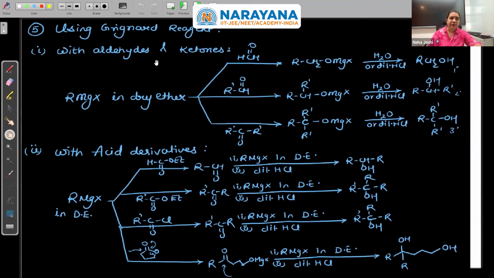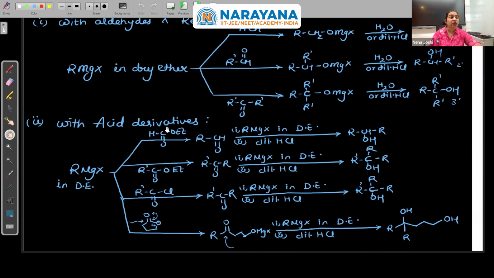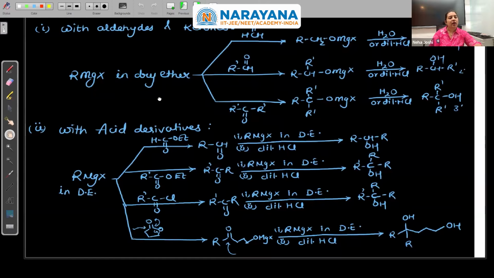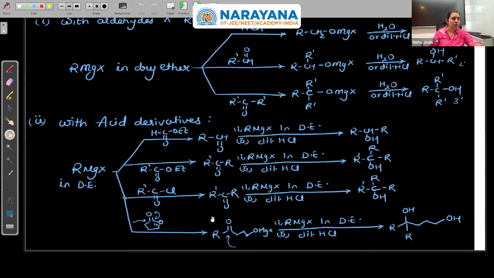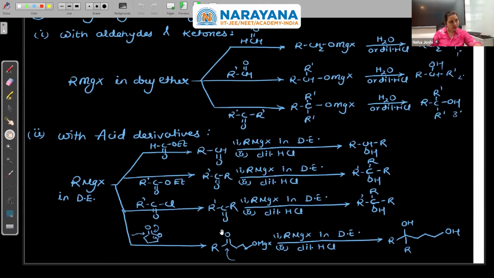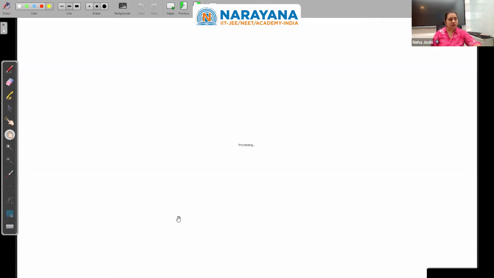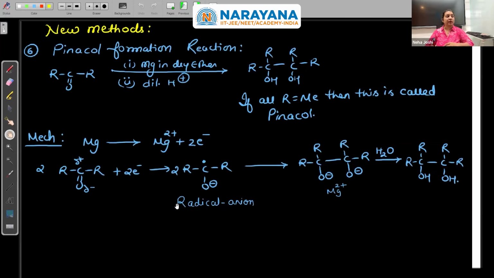Okay. You can definitely prepare alcohols using Grignard reagents. We have done this in our, I think, Tuesday class. This entire slide we have done in Tuesday class. So I leave it to that. I have again tried to repeat them. You can read through these or you can use them as your short notes. Okay. New method, that is this week's method, never learned before.